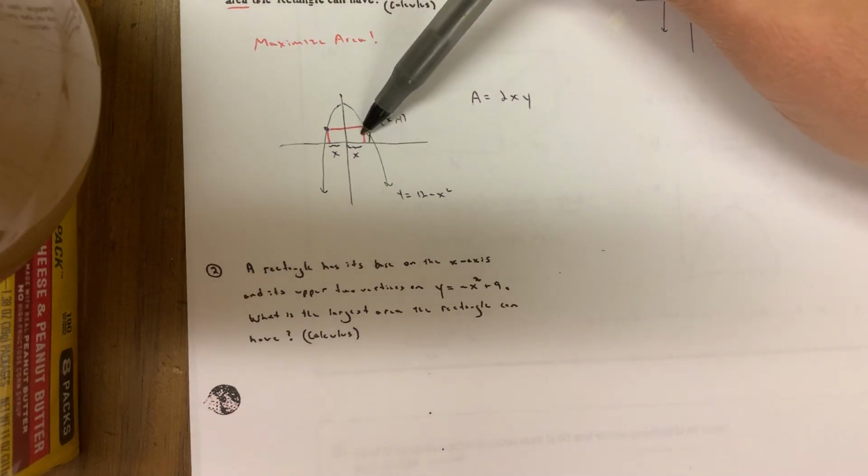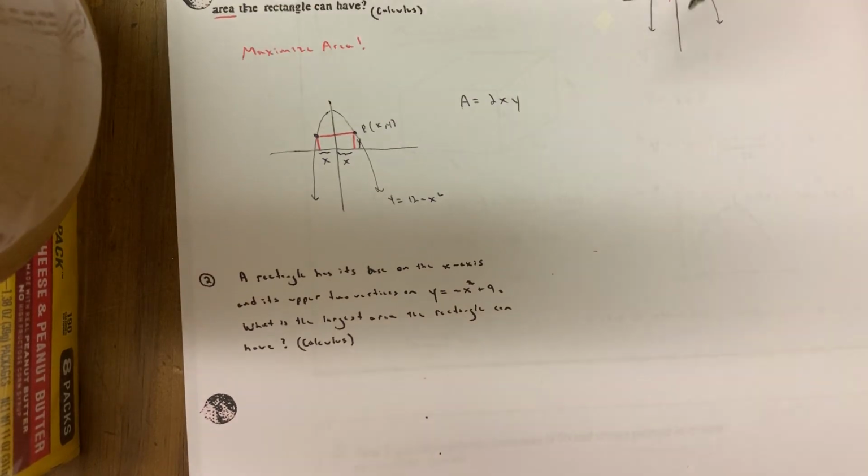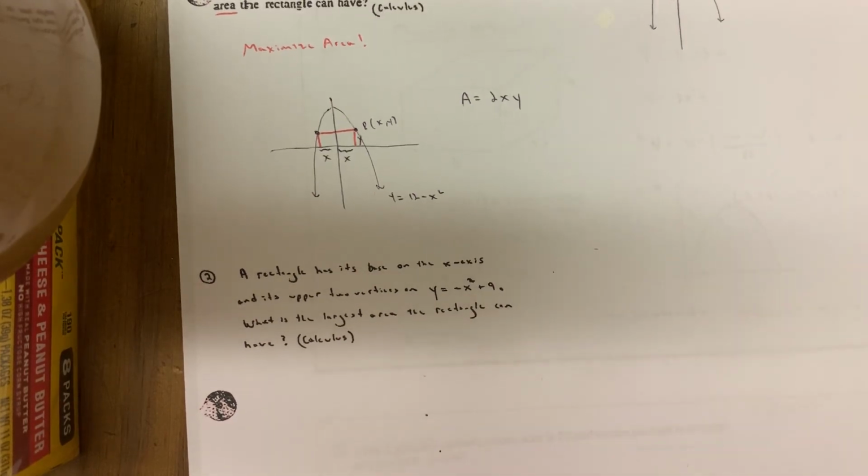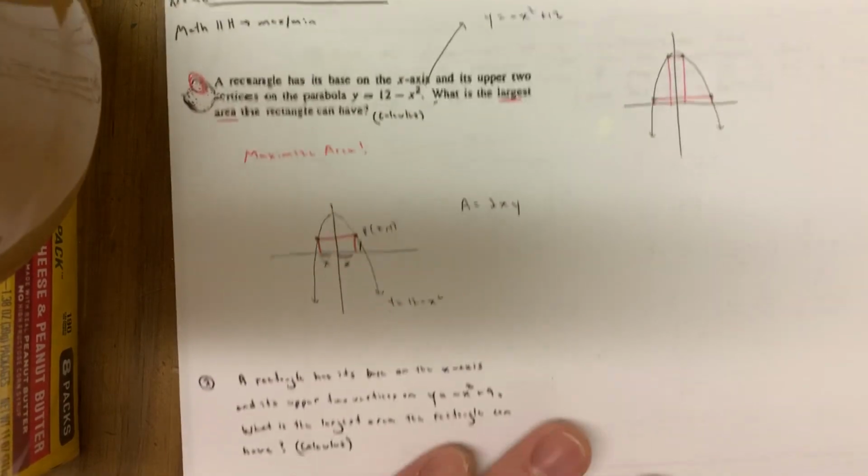So with these types of situations, and you'll see this again, whenever you have a rectangle inscribed inside a parabola this way, the area is always going to be 2xy. Too sexy. I'm too sexy for this class.